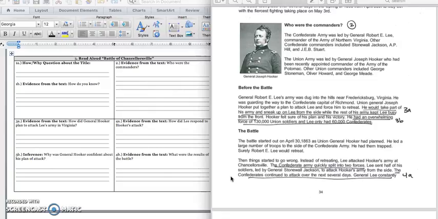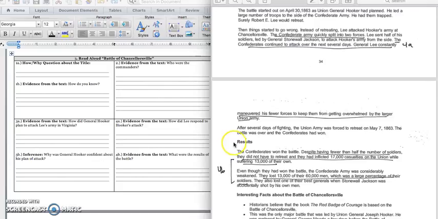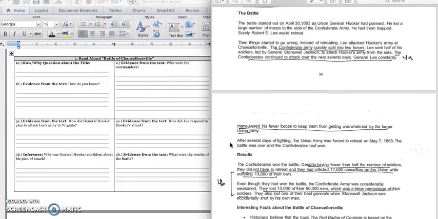The Confederates continued to attack over the next several days. General Lee constantly maneuvered his fewer forces to keep them from getting overwhelmed by the Union Army. After several days of fighting, the Union Army was forced to retreat on May 7, 1863. The battle was over and the Confederates had won.